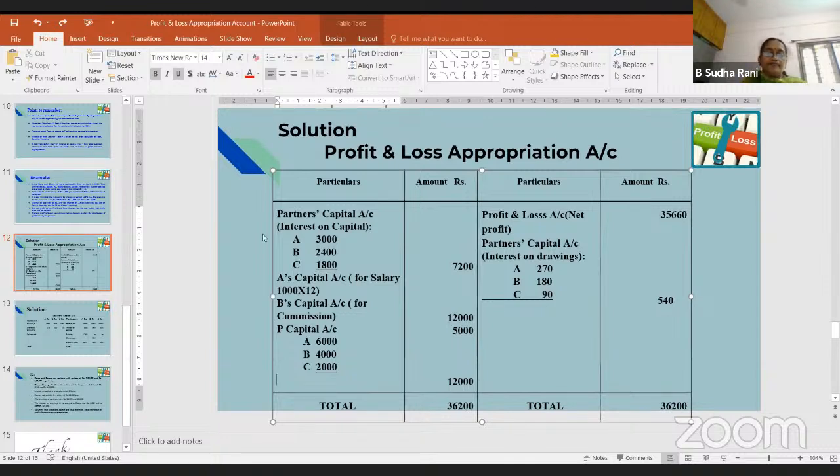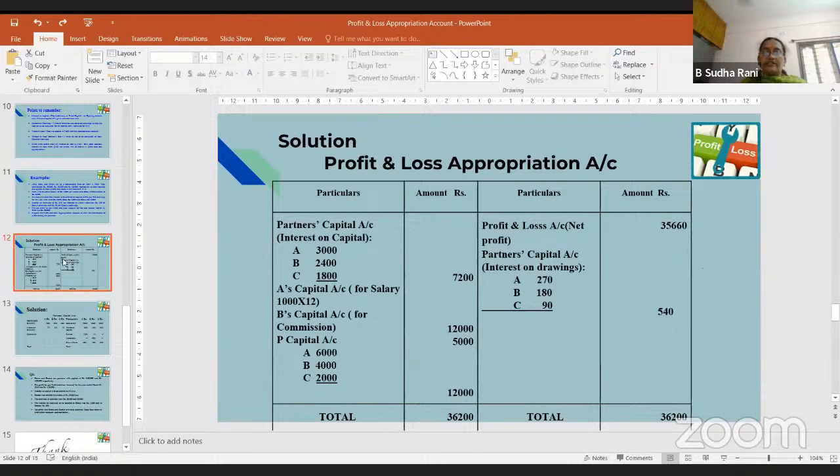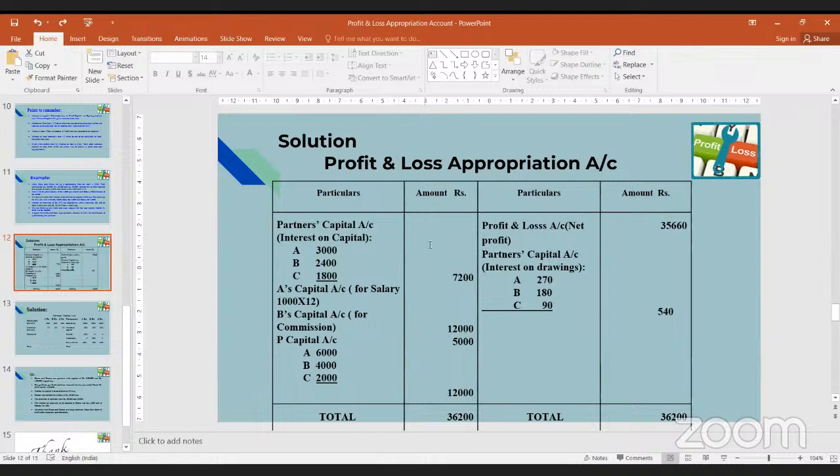So here I made it at partners' capital. Tomorrow, in the next class, I'll teach that. Did you understand this profit and loss appropriation account? Yeah, ma'am. Hopefully.